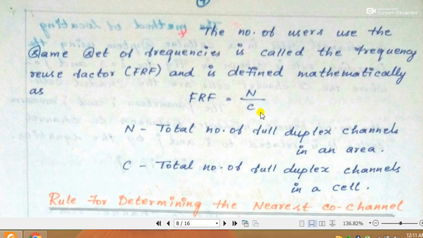And this is the frequency reuse factor. The number of users using the same set of frequencies is called the frequency reuse factor, and it is defined as the ratio of N by C. N means the total number of channels in an area, and C means the total number of full duplex channels in a cell. The ratio between N and C is called the frequency reuse factor.